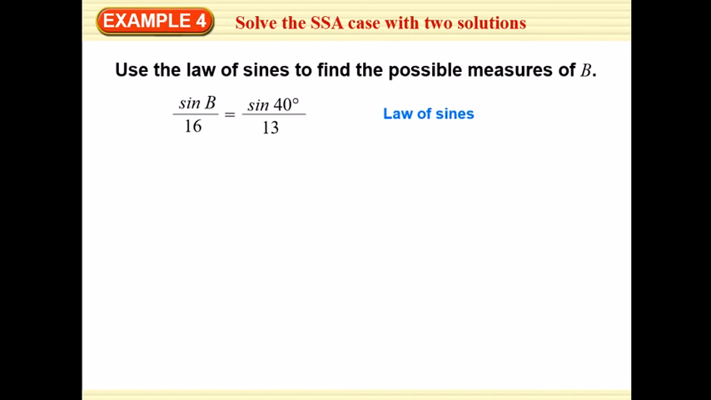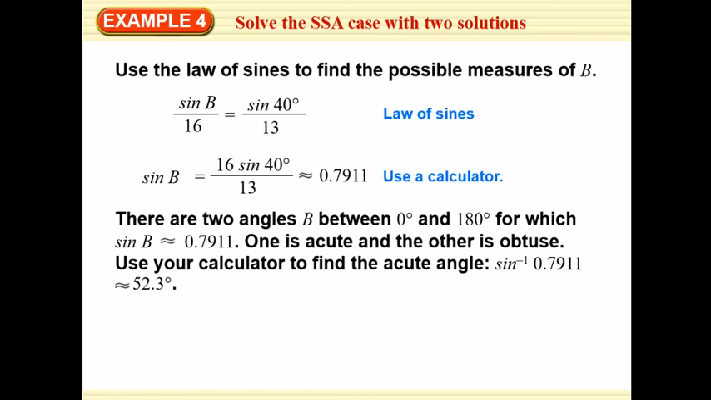Alright, so use the law of sines to find the possible measures of angle B. So I set it up just like normal, with my unknown up in the top. I multiply each side by 16, type that into my calculator, take the inverse sine of both sides, and I get 52.3 degrees. So that only gives me one value, so I'm a little bit confused as to how I could possibly have two different values.